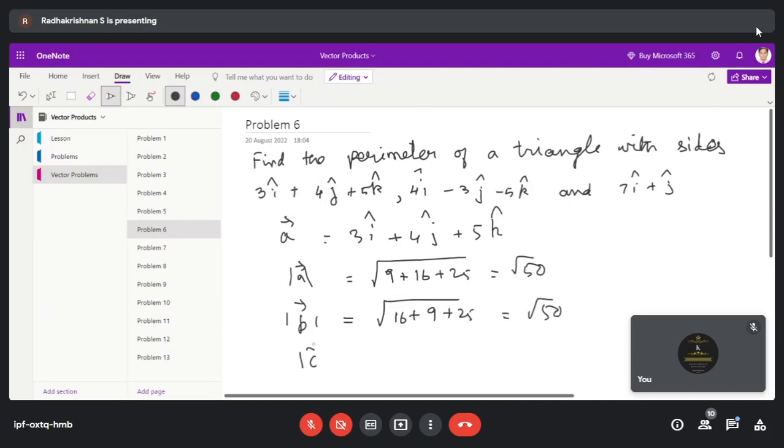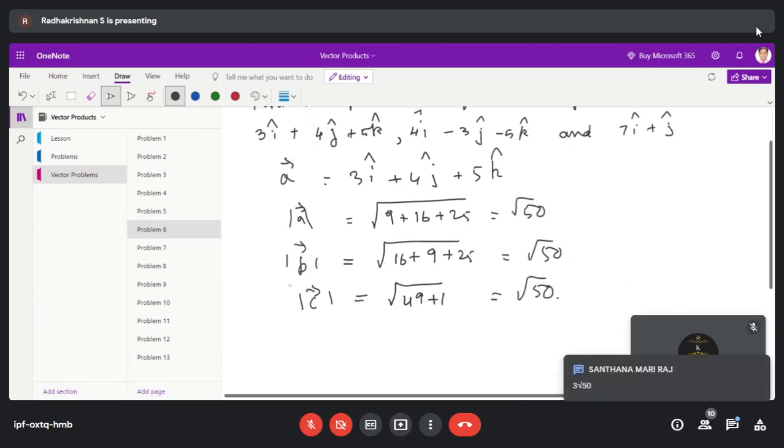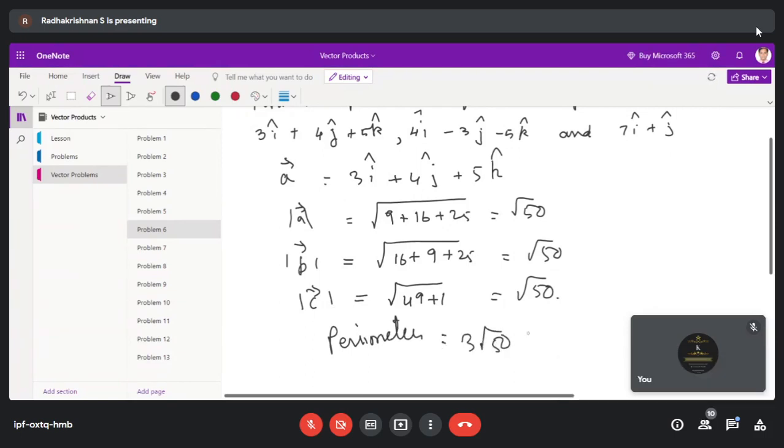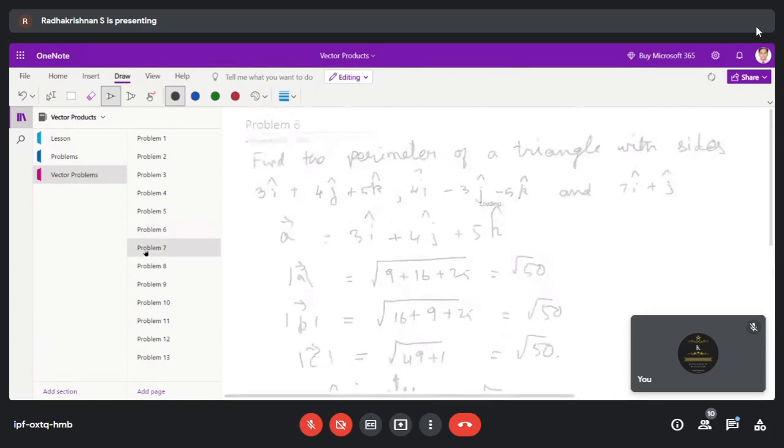And the c? Root 50. Same. So it's an equilateral triangle, right? Yes, sir. And what is the perimeter? 3 root 50, sir. Yes. Okay, let's go to another problem.